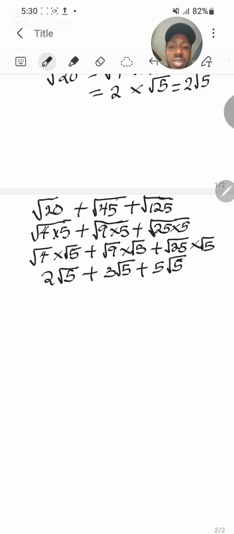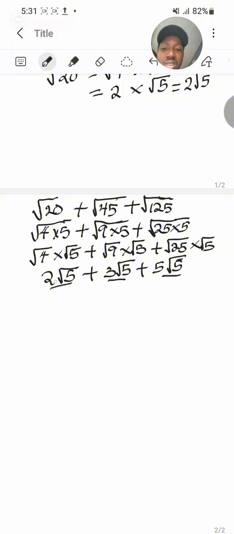Now, at this point, the next thing we are going to do is, if you look at this addition of surds, each of the surds we have is carrying root 5. So it means I can apply addition to this set of surds. And the reason why I can apply addition to it is they all contain the same surd: root 5, root 5, and root 5.